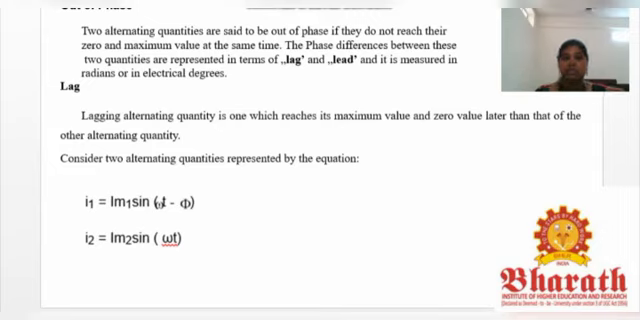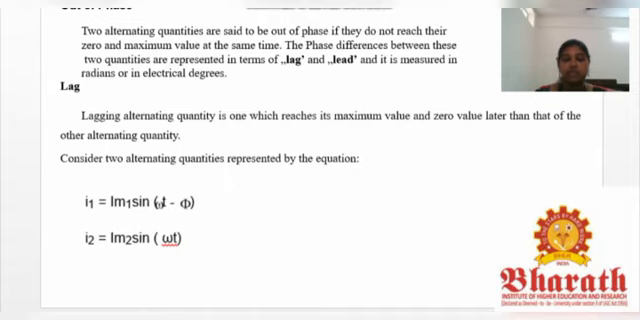So what is lagging? A lagging alternating quantity is one which reaches its maximum value and zero value later than the other alternating quantity. That is, we have one reference quantity, and compared with the reference quantity, the other quantity will be delayed in its starting point, in reaching the maximum value, and also in completing the cycle. There will be a lagging delay between the one quantity and the other quantity.